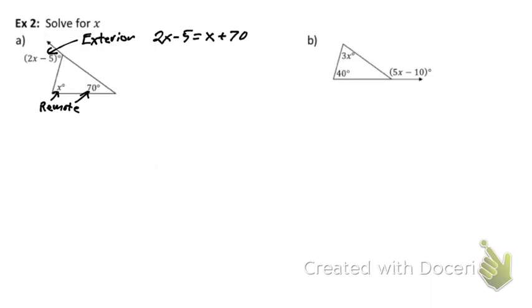Now we just collect all our x's on one side and all of our numbers on the other side. So I'm going to add 5 to both sides to get rid of the 5 from that side. All right, then I'm going to subtract x from both sides to move the x to that side. And you should come up with x equals 75.